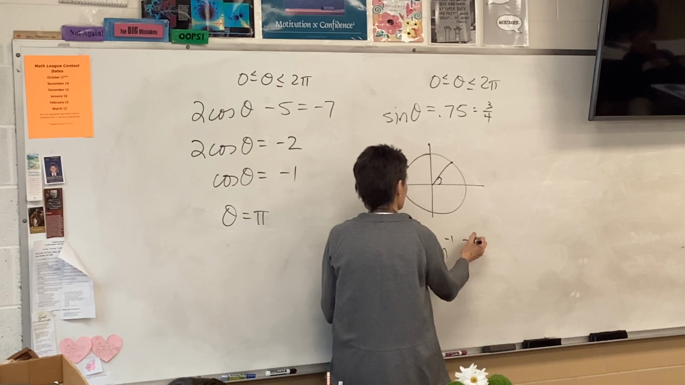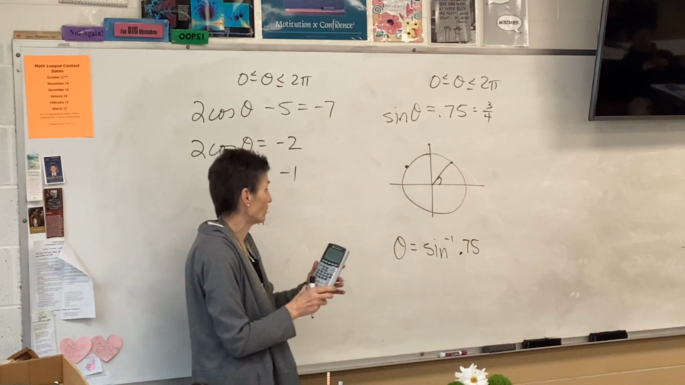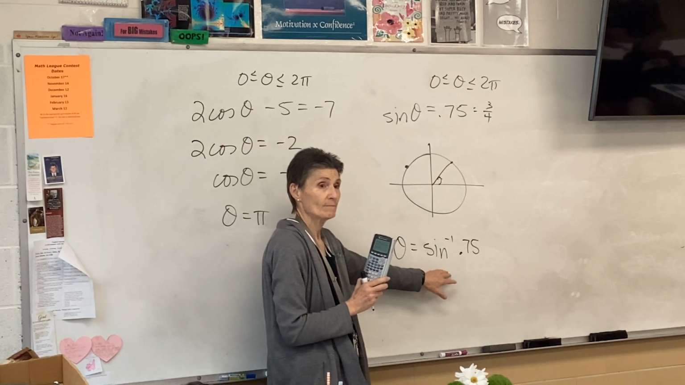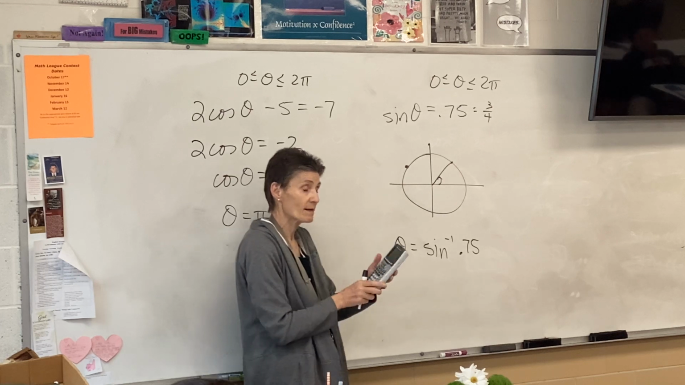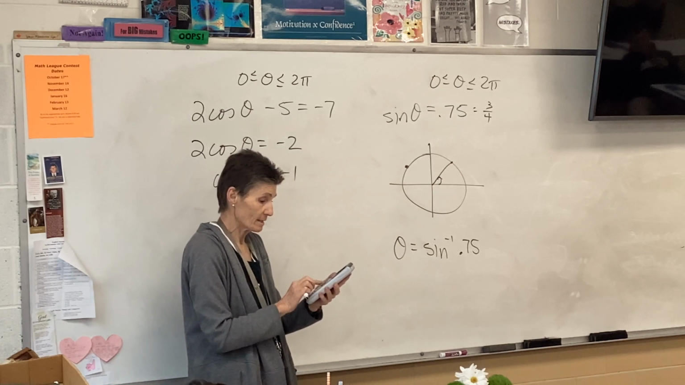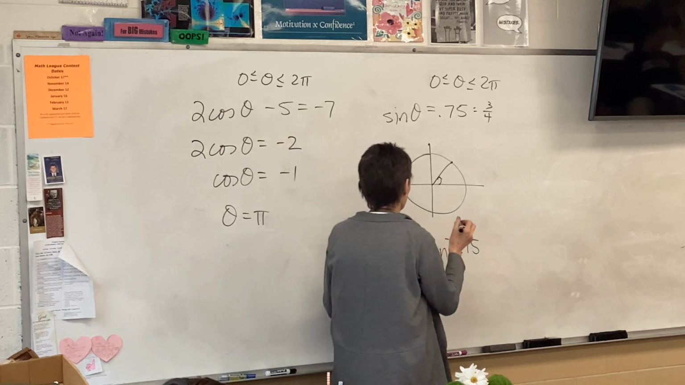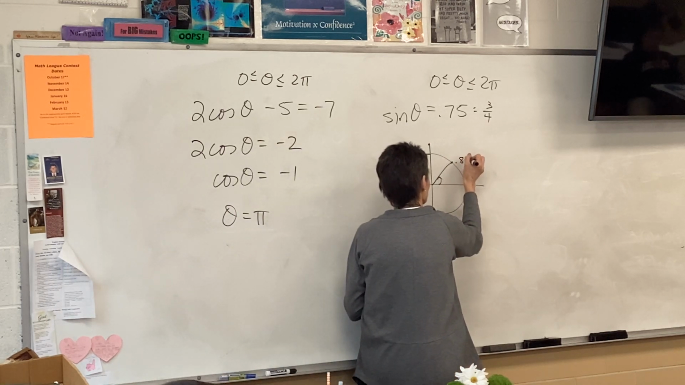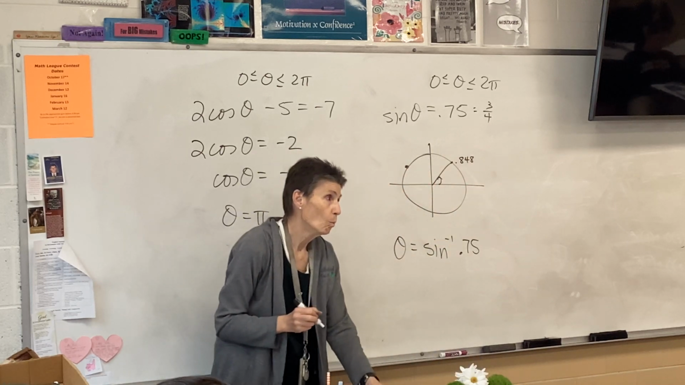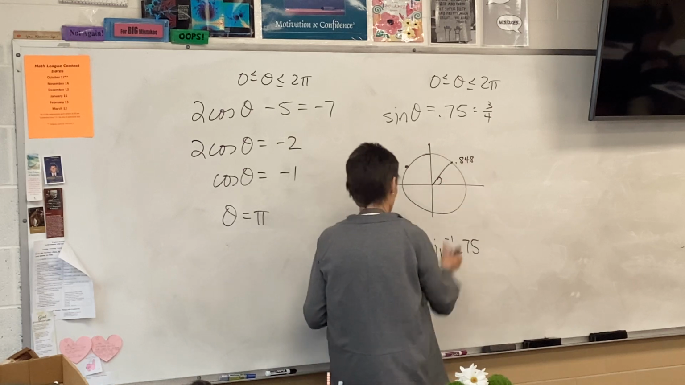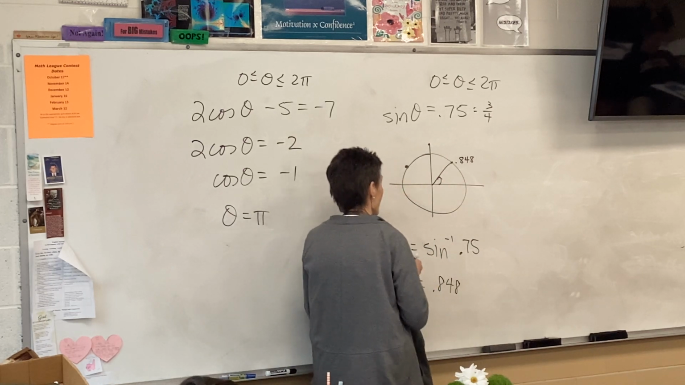Guys, we gotta know this. Inverse sine. If you know the sine and you want the angle, you're using your arc sine. You're finding the angle whose sine is 0.75. So second sine 0.75. I got 0.848. So one answer is 0.848. That's this guy right here.